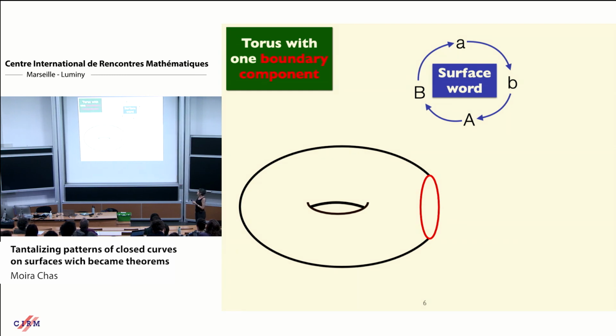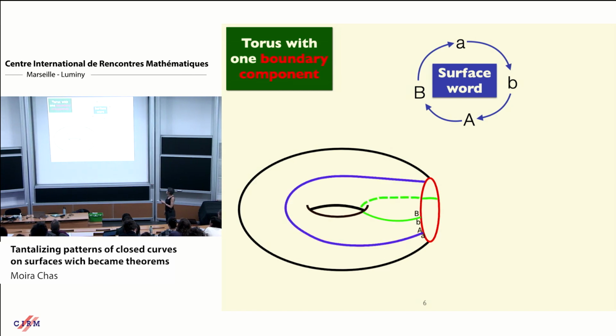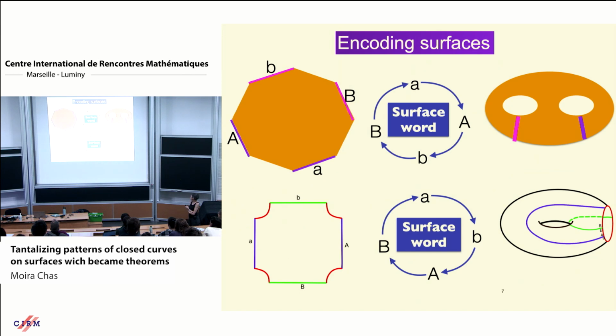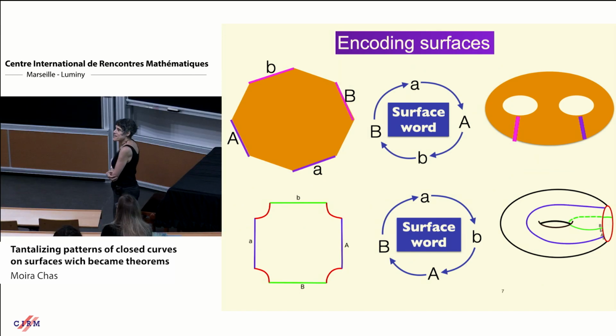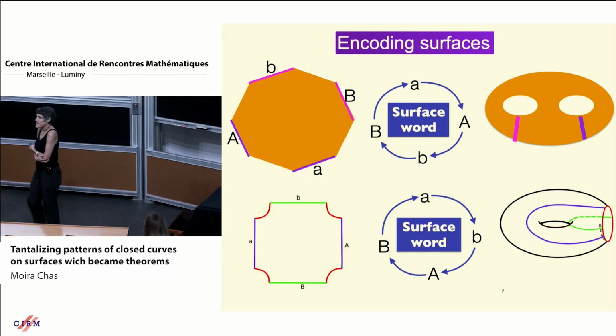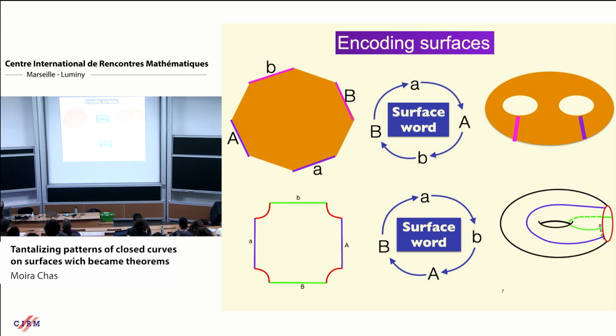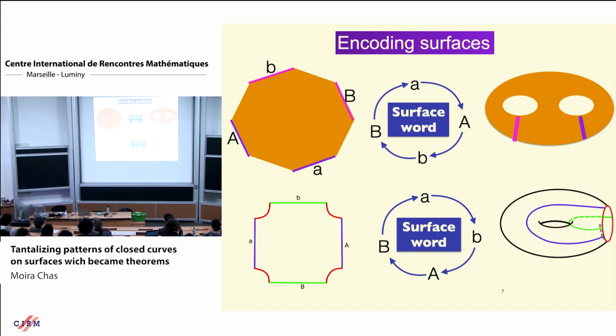Now we have a torus with one boundary component. Here are the cuts, slightly more complicated, we know them, and here is the opened-up polygon. The surface word is A B, capital A, capital B. So here we have the two surfaces that I introduced to you, and their surface words. And the wonderful thing is the surface words know all the secrets of the curves on themselves, and they're going to tell us the secret.